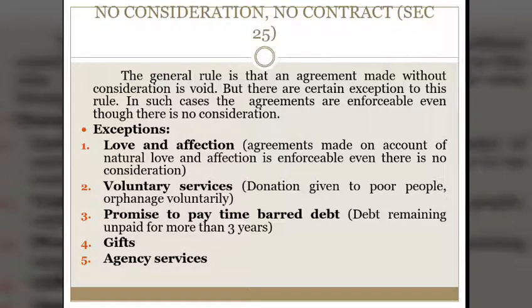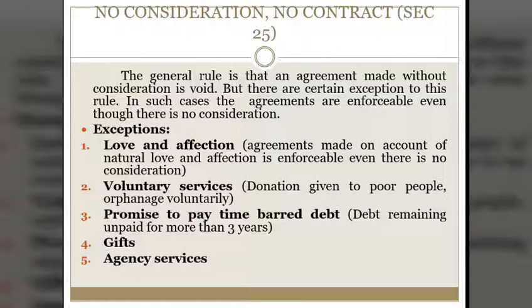Number one is love and affection. If the parties are entering into the contract by way of love and affection, one party has done something to the other and the other party has not done something in return, it is also valid in certain cases. That is, if the properties were transferred by the parents to their son through a will, then the parents are doing it by love and affection. It is also valid. Next, voluntary services. Donations given to poor people or an orphanage voluntarily. Then the party is donating, they are not expecting something from the orphanage. That is voluntary. It is also valid.